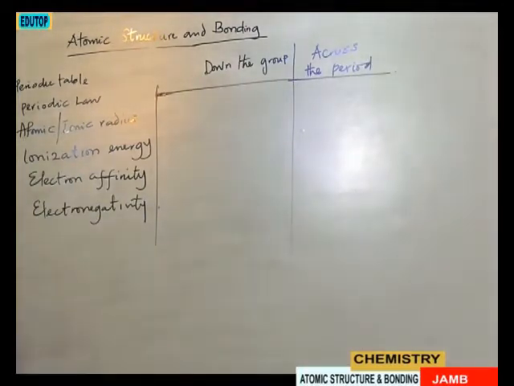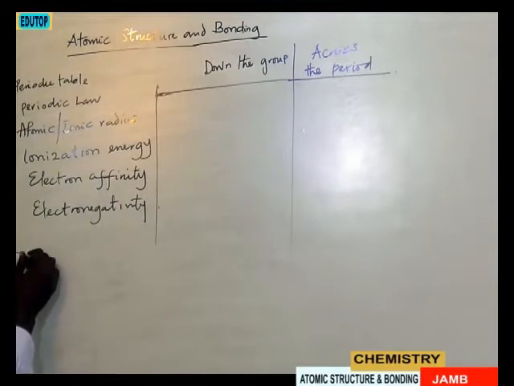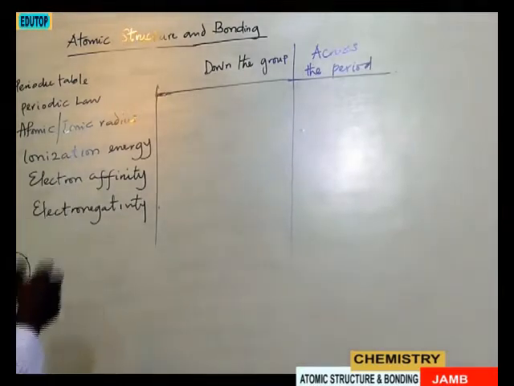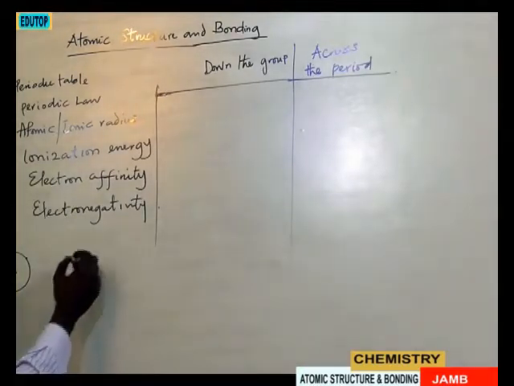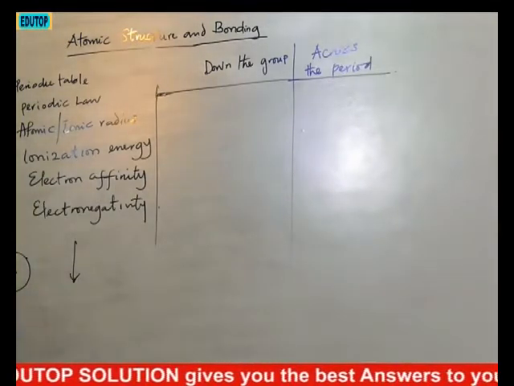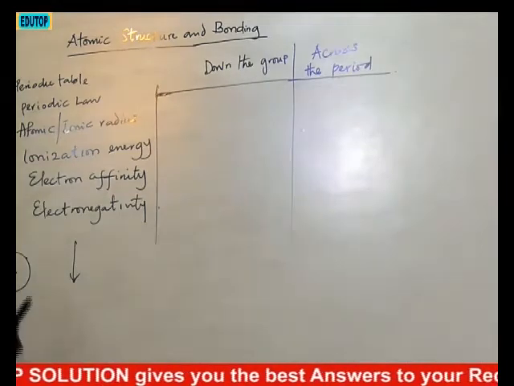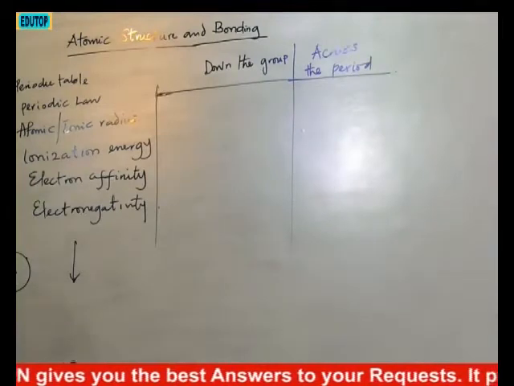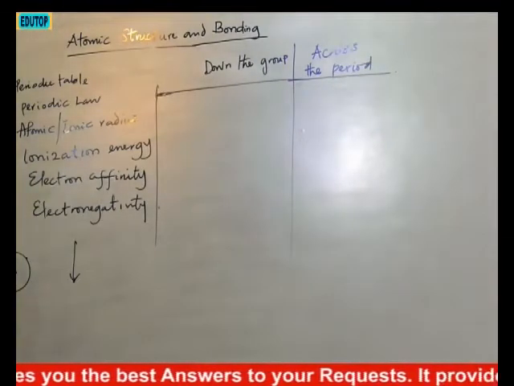Let's talk about atomic radius. Atomic radius down the group. Atomic radius is definitely the distance between the positively charged nucleus and the electron, which is negatively charged, revolving around the orbit. Now, atomic radius, how does it respond down the group? As you move down the group, what happens to the size? As you move down the group, the number of shells increases. That means the distance between the positively charged nucleus and the electron increases.